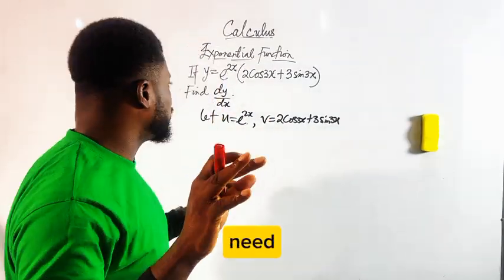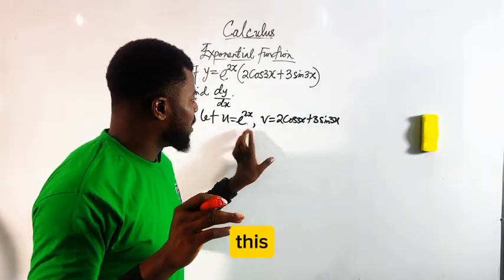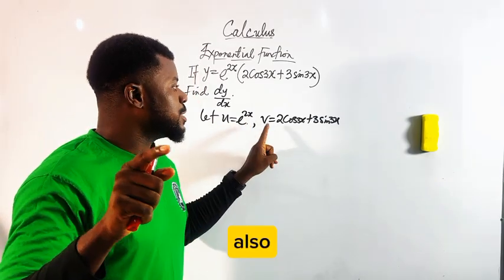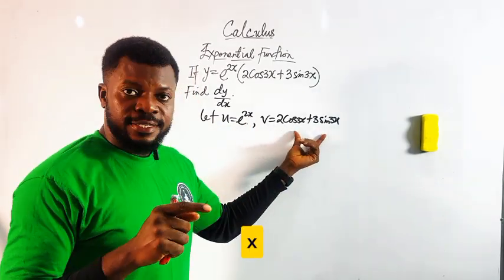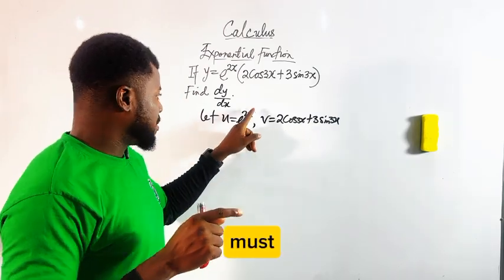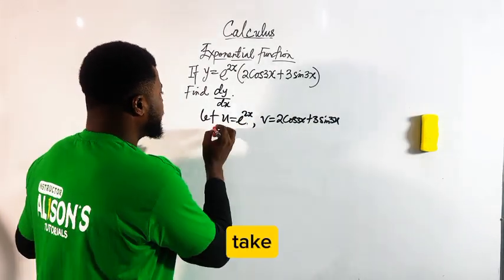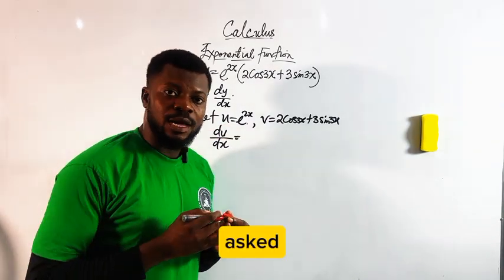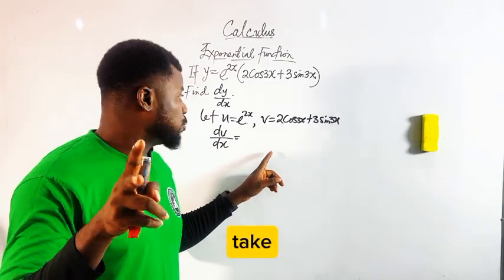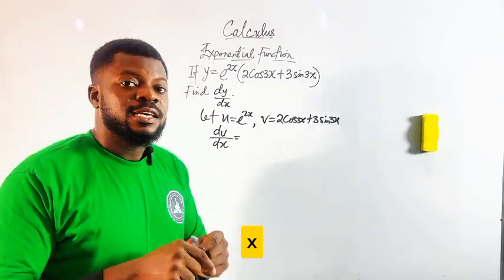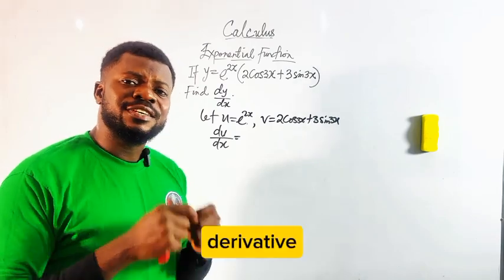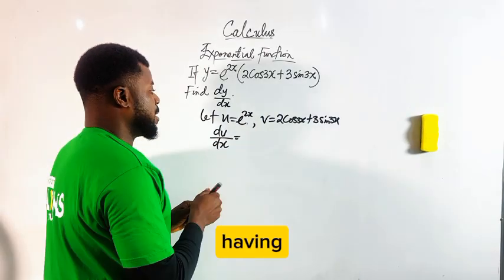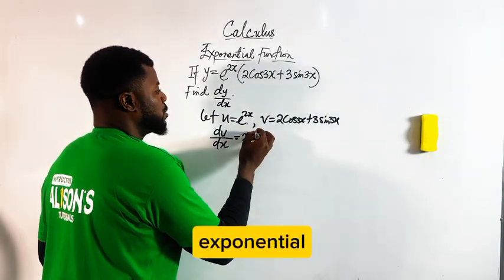So what's the next thing you need to do? Since you have assumed u is this and v is this, you have to take the derivative of u with respect to x, and also the derivative of v with respect to x, because I have x over here and also x on the right hand side. Remember, this is where I showed you one or two points to take note of: the derivative of exponential x is also exponential x. But when you have the derivative of exponential 2x or exponential 3x, depending on the number you have there, bring that number down and then repeat exponential 2x.